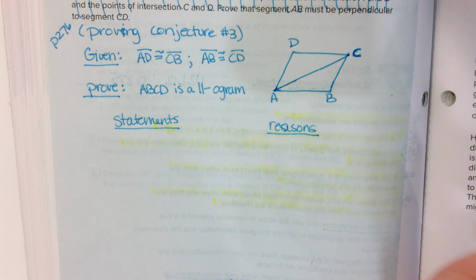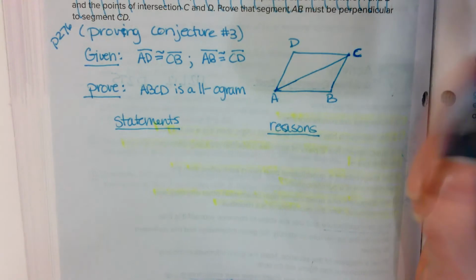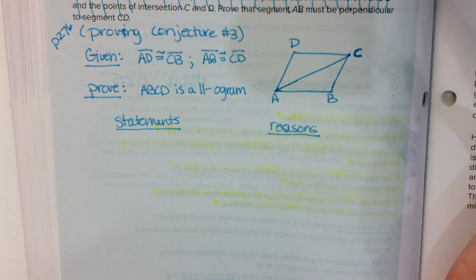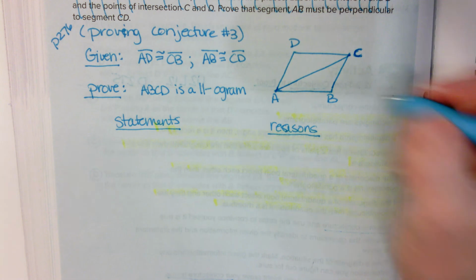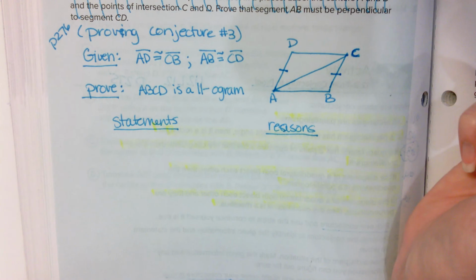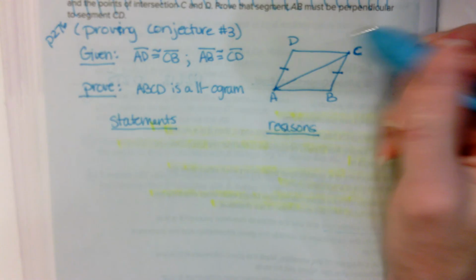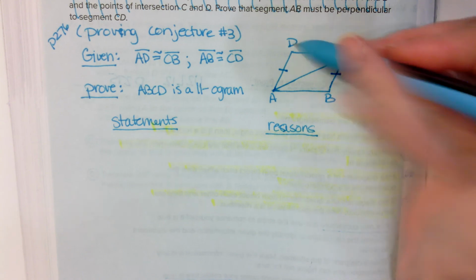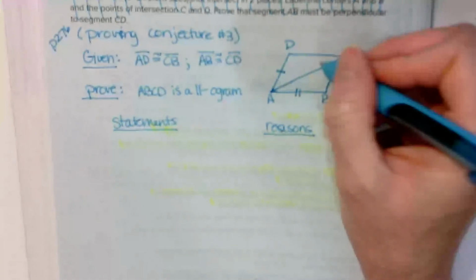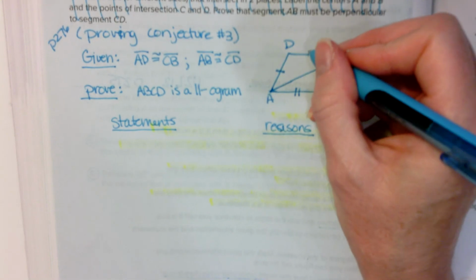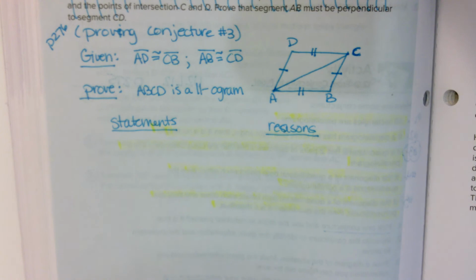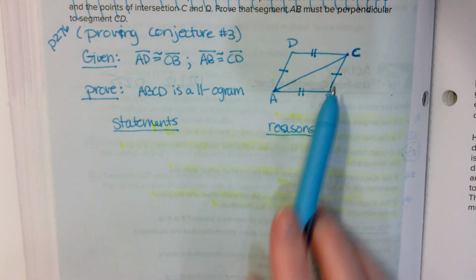And remember what our conjecture started with. Conjecture number 3 started with opposite sides congruent. So let's mark our opposite sides, AD and CB. Let's mark them congruent to each other. Order matters. A goes to C and B goes to D. And let's mark our top and bottom congruent. So AB on the bottom is congruent to CD on the top. So that's my given, what I've just marked in blue. And what I'm trying to prove is that this is a parallelogram.